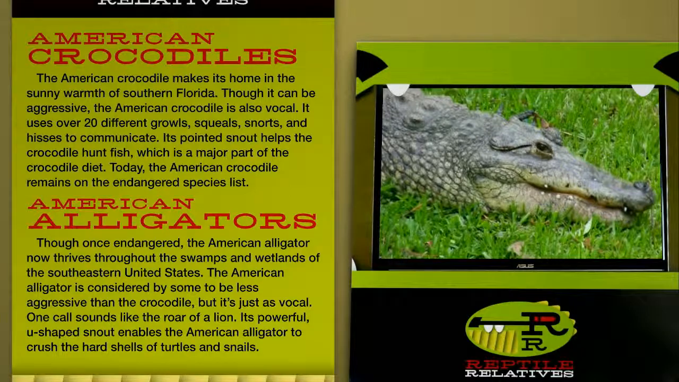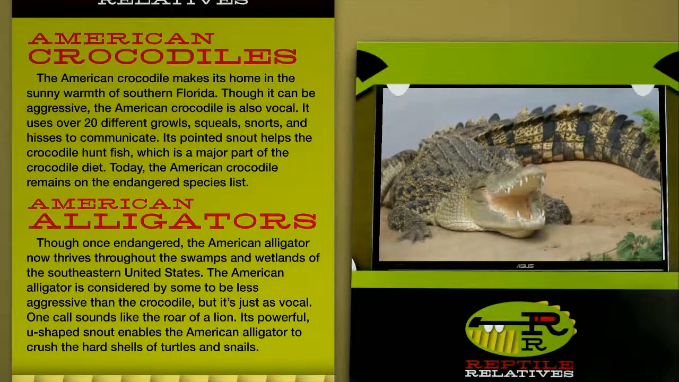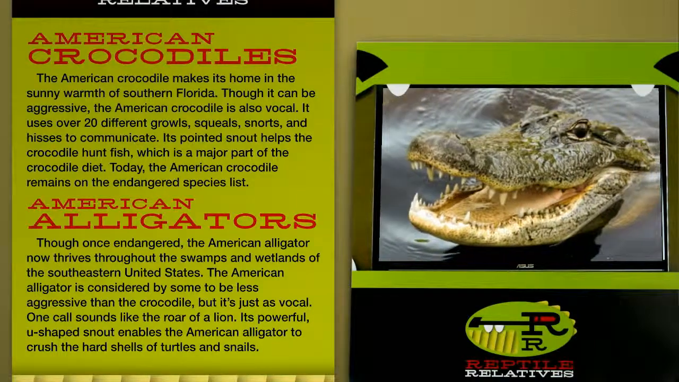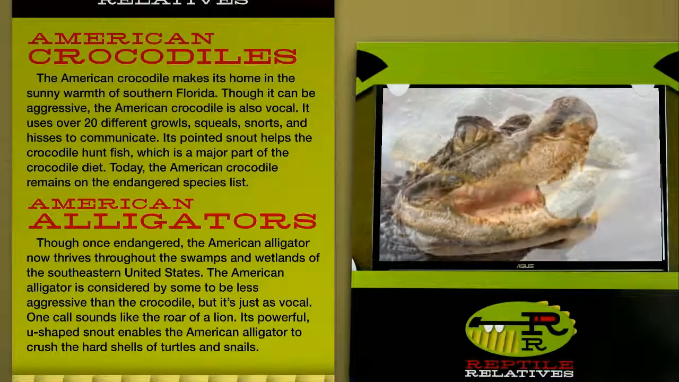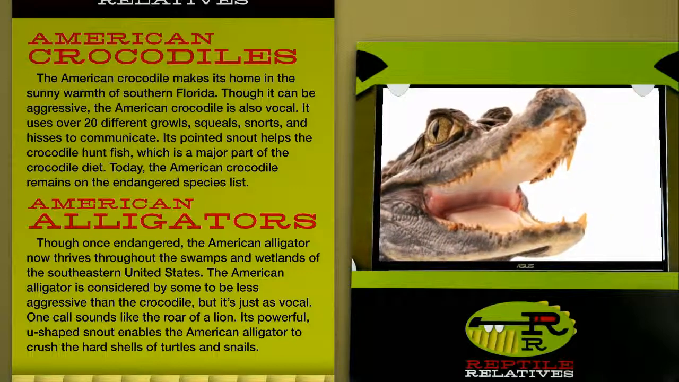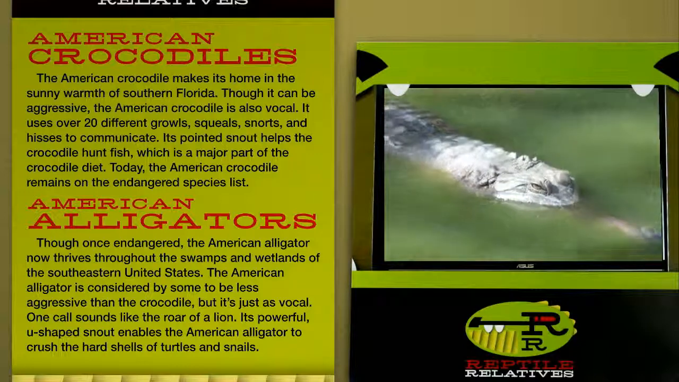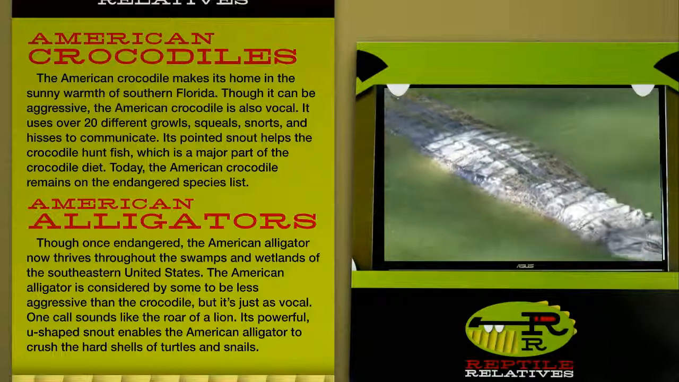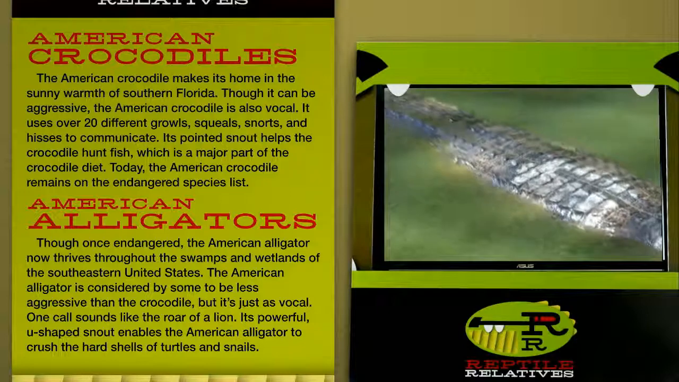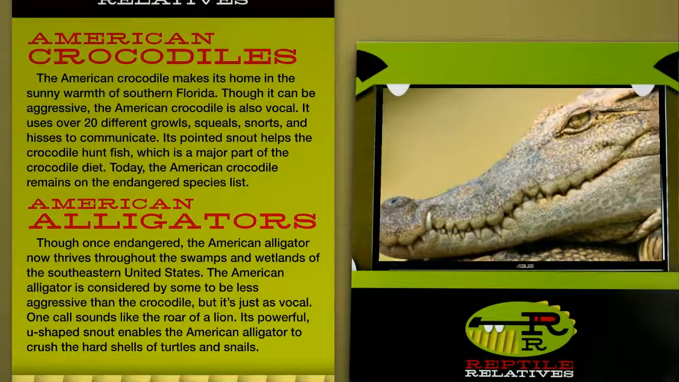American crocodiles. The American crocodile makes its home in the sunny warmth of southern Florida. Though it can be aggressive, the American crocodile is also vocal. It uses over 20 different growls, squeals, snorts, and hisses to communicate. Its pointed snout helps the crocodile hunt fish, which is a major part of the crocodile diet. Today, the American crocodile remains on the endangered species list.